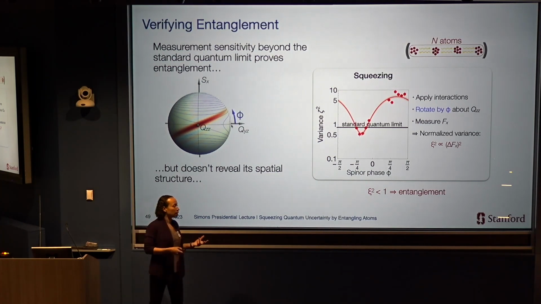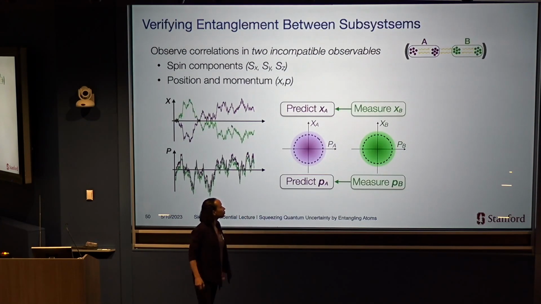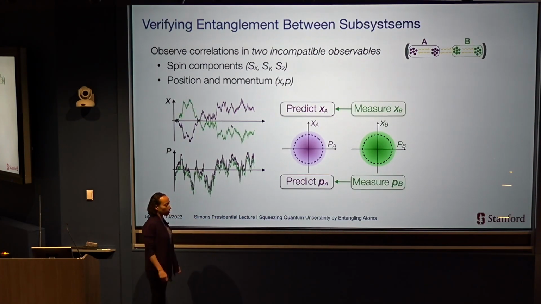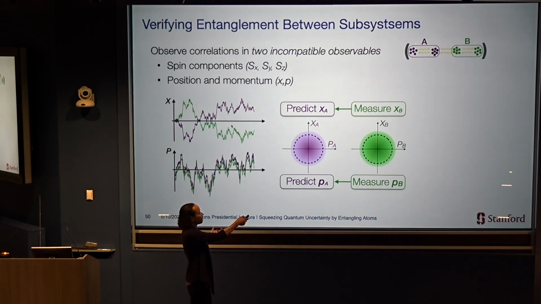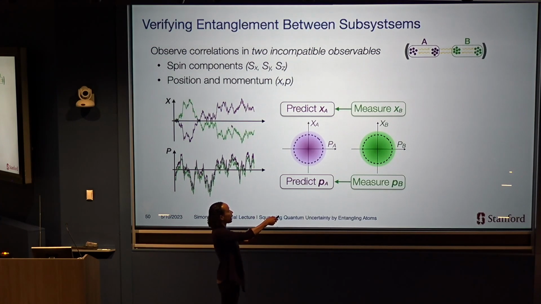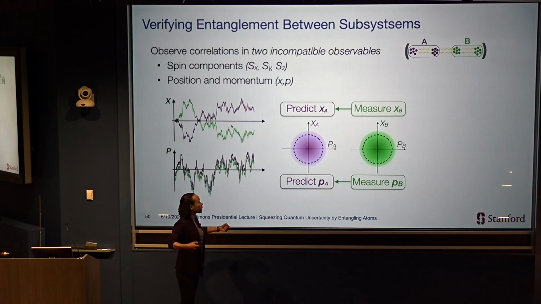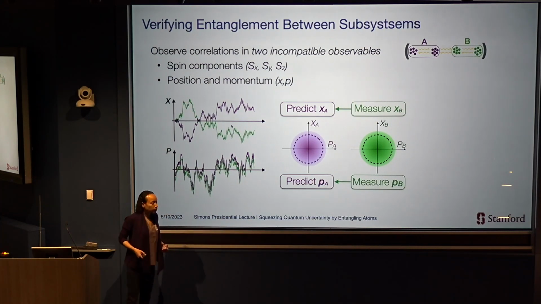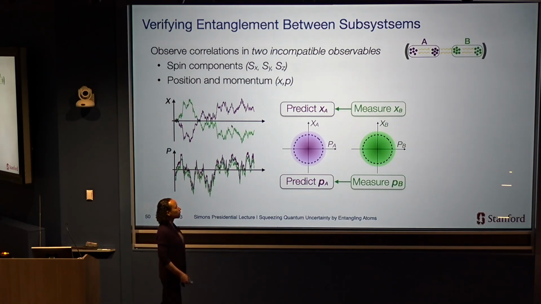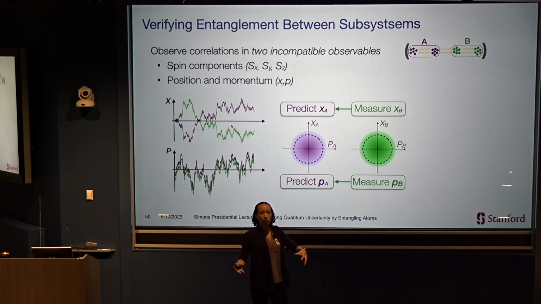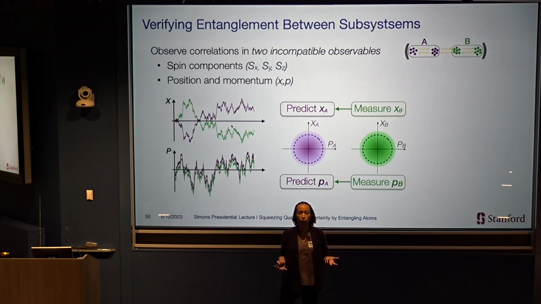If I want to say something about the spatial structure of entanglement, then we need to ask a slightly more refined question. One way I can do that, let's say I have 2 halves of the system, the left half and the right half. I'll call them A and B, and I want to know whether there's entanglement between them. One way I can do it is by asking, can measurements on system B allow me to predict the outcome of measurements on system A to better than that standard quantum limit?